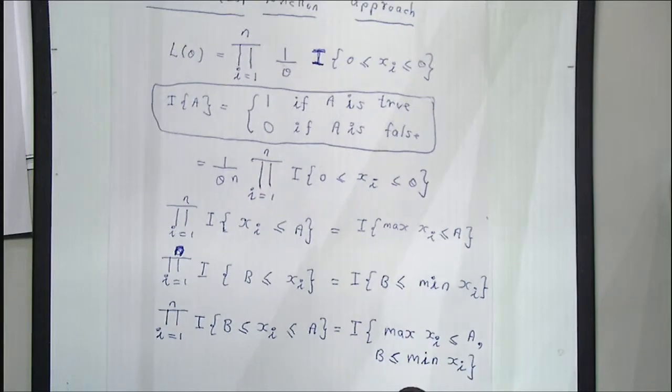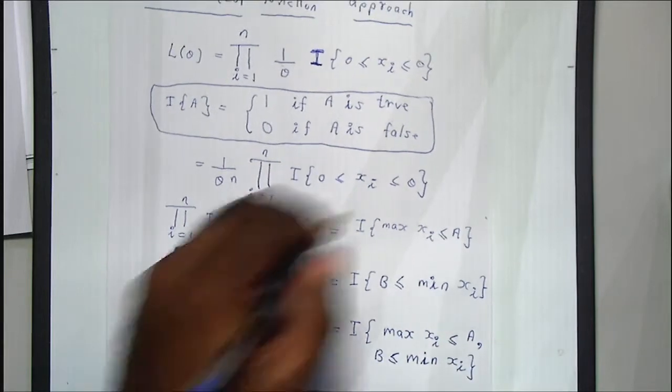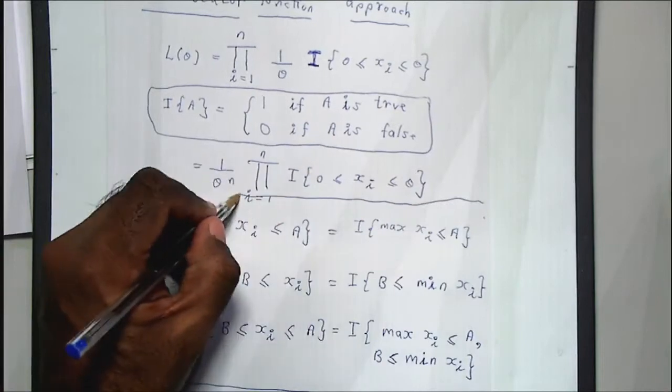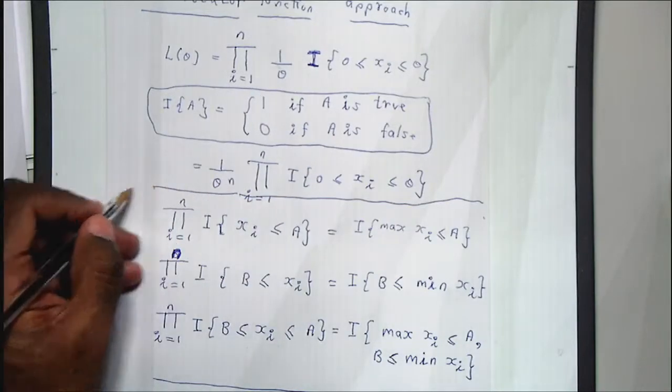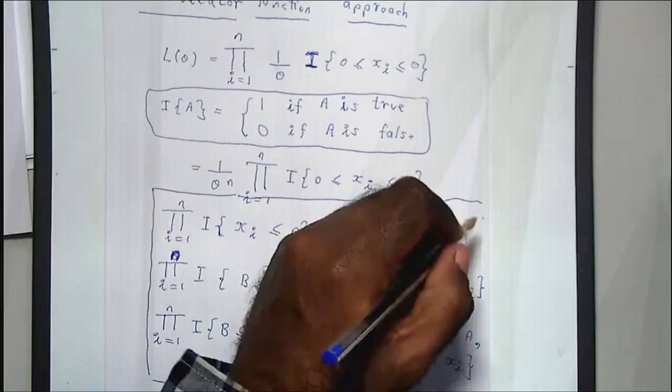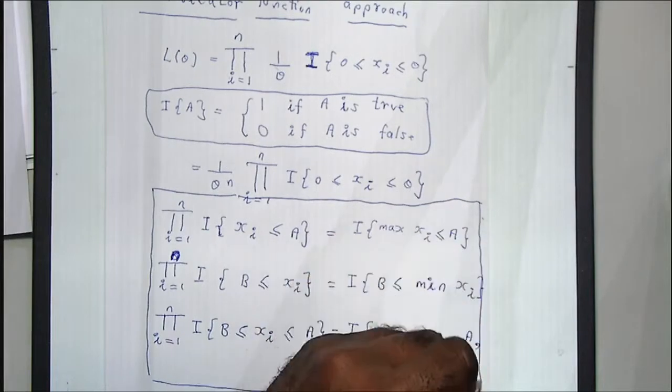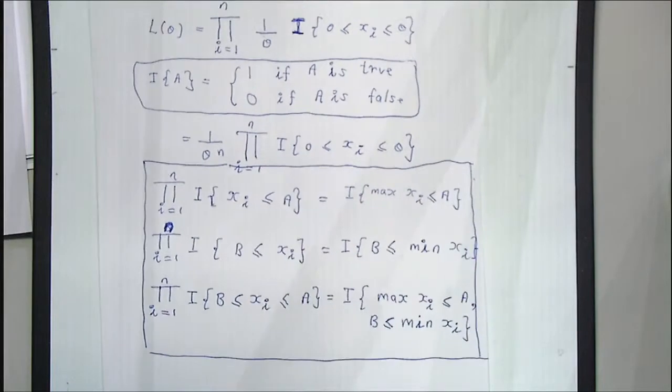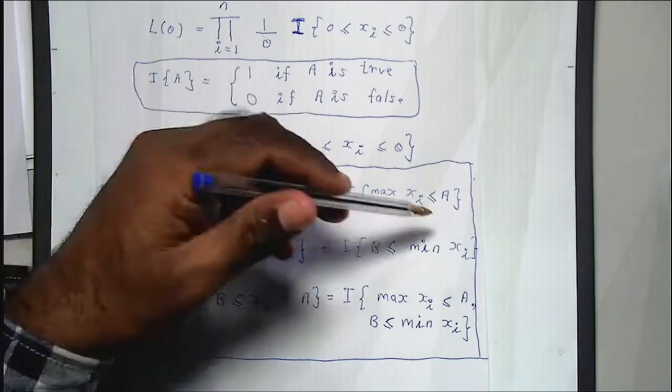All right, these are rules I would like you to remember for the rest of this course. What these rules tell you is how to simplify products of indicator functions. So this is equal to this and so on.